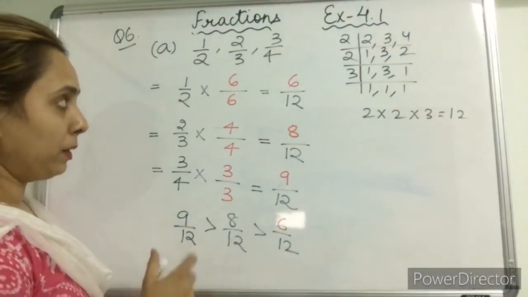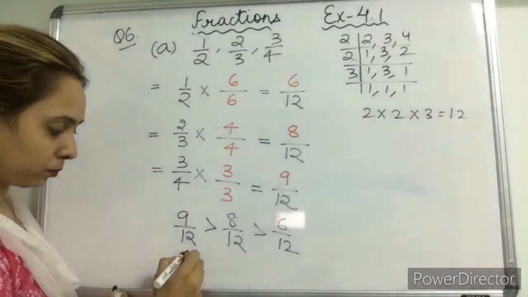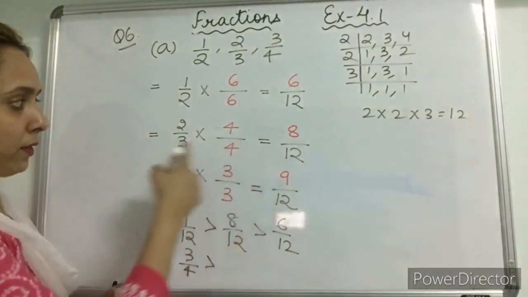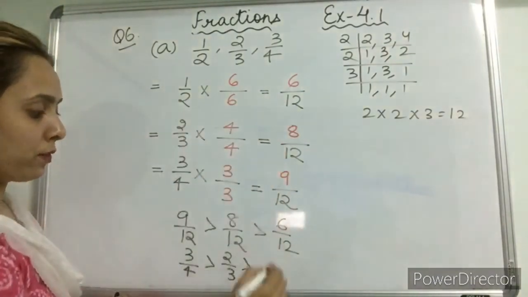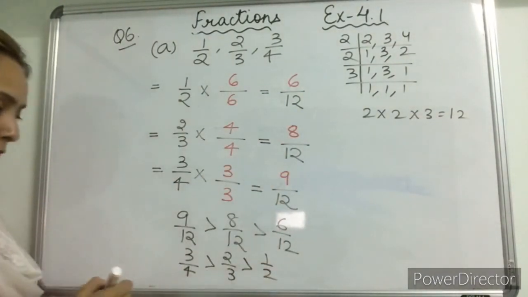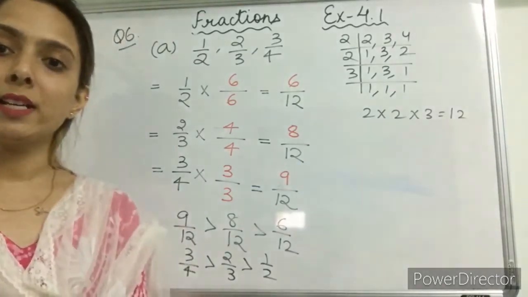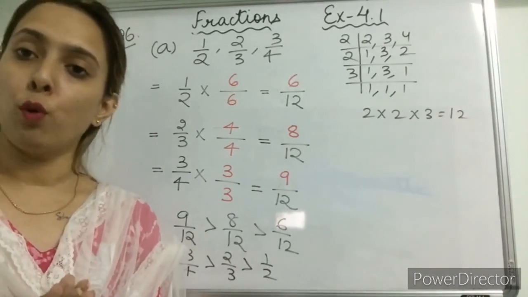The answer will be: 9 upon 12 is the fraction of 3 upon 4. Then 8 upon 12 is the fraction of 2 upon 3. And 6 upon 12 is the fraction of 1 upon 2. So this is the decreasing order of the unlike fractions. So here exercise 4.1 is finished. Let's come to exercise 4.2.